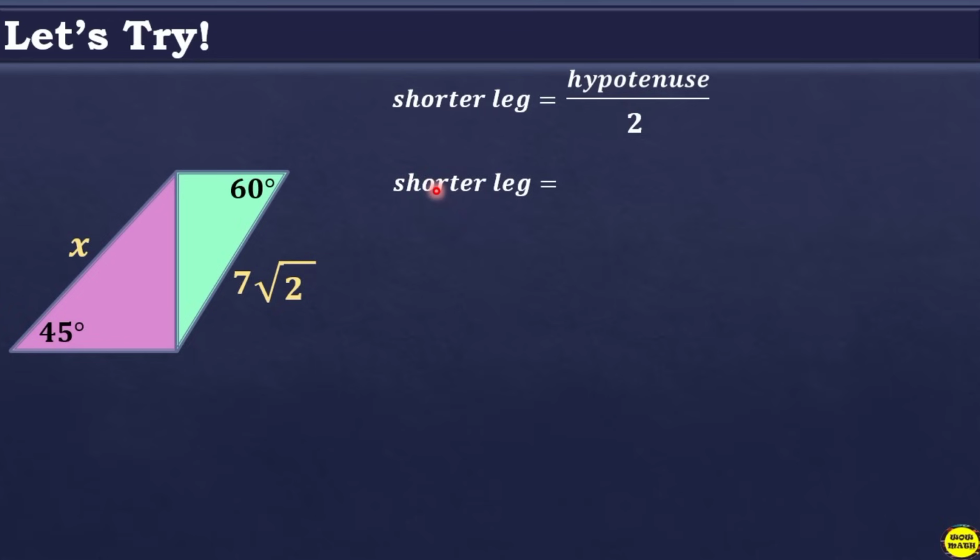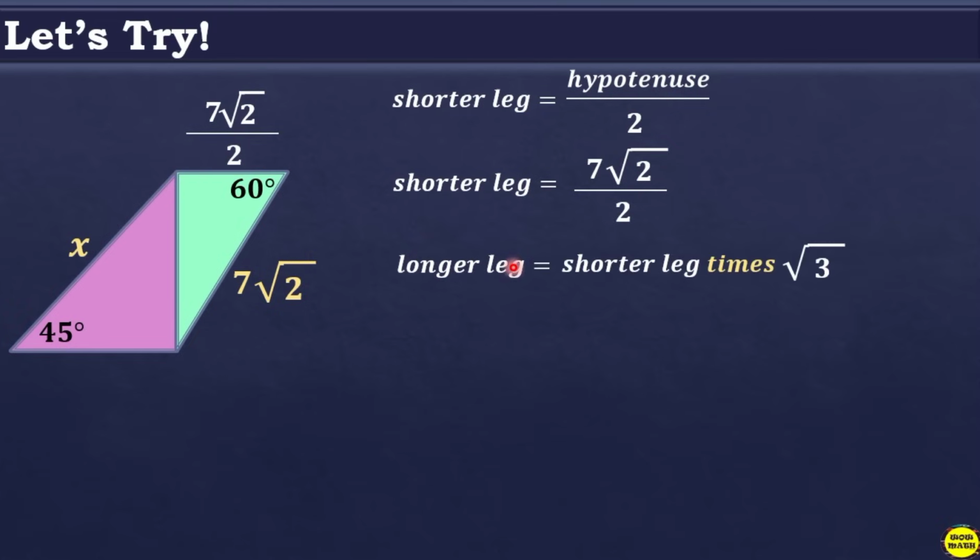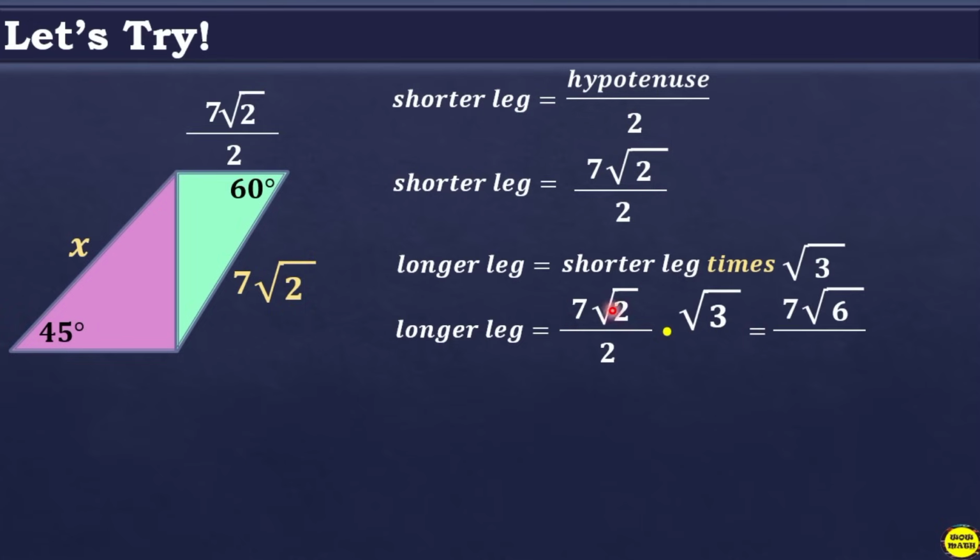So, i-divide natin si hypotenuse, which is 7 square root of 2 divided by 2. So, we have, since hindi na to pwedeng i-simplify, therefore, your shorter leg is 7 square root of 2 over 2. Now, nakuha na natin ito. Makukuha na po natin yung longer leg natin. So, the longer leg is the shorter leg times square root of 3. So, longer leg is equal to the shorter leg, which is 7 square root of 2 over 2 times square root of 3. So, i-times natin siya. We have 7 square root of 6 because 2 times 3 is 6 over 2. Now, pwede pa ba natin to i-simplify? Hindi na po. So, therefore, this is your longer leg is 7 square root of 6 over 2.